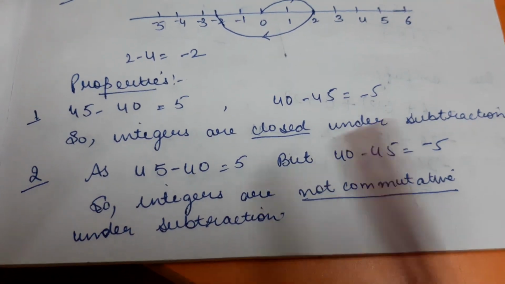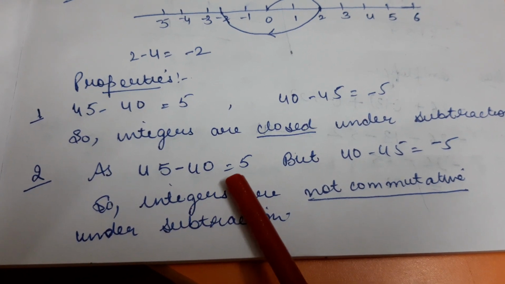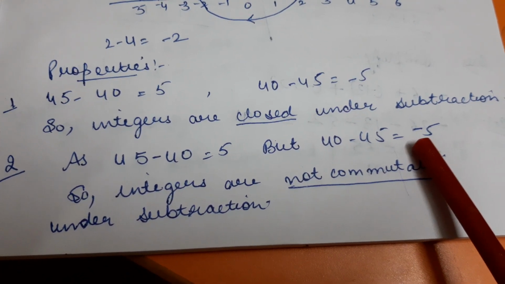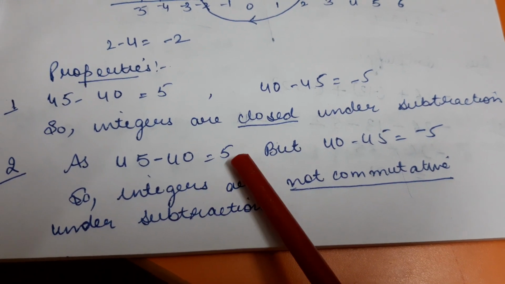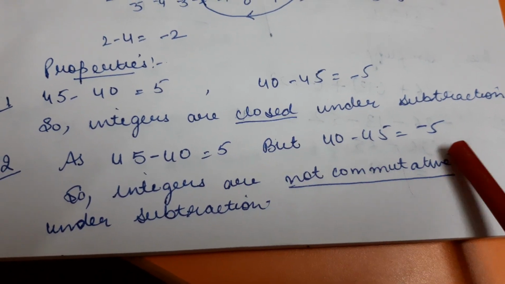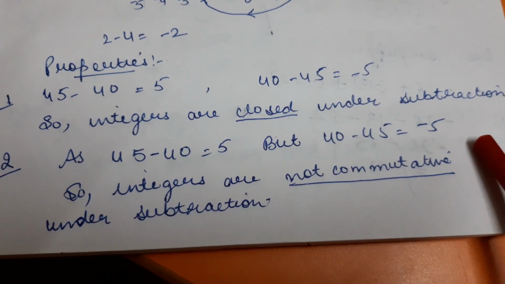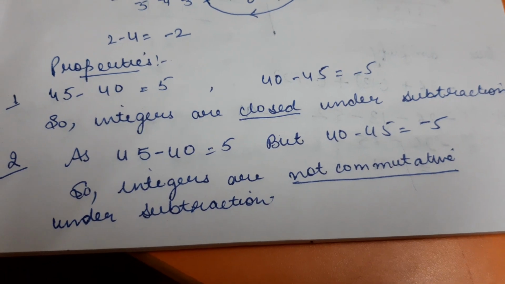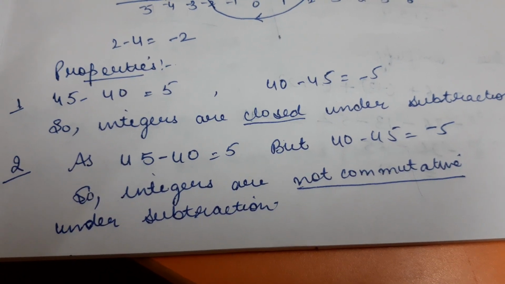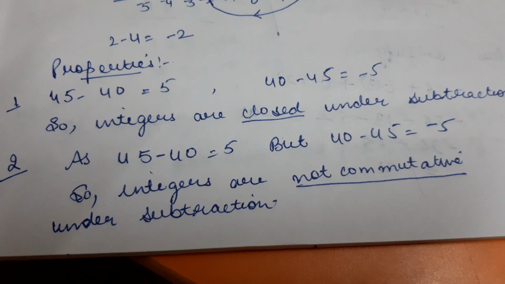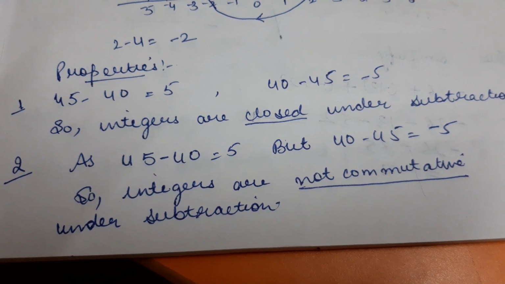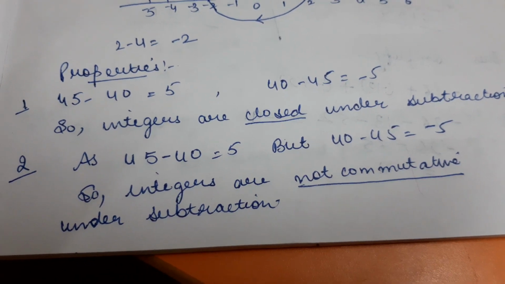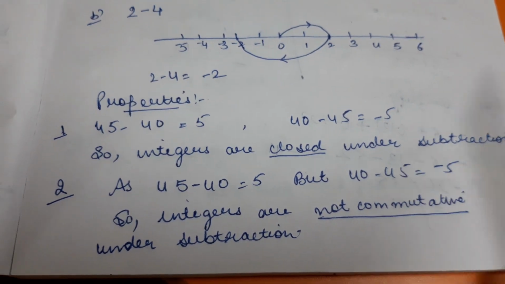Next is, as we know, 45 minus 40 is 5. But 40 minus 45 is minus 5. So what I will say? I have not got the same answer. I got the different answer. One is 5 and other is minus 5. So integers are not commutative under subtraction. Commutative means when we interchange the order, the answer doesn't change, then that is commutative. But here on changing the order, I got different answer. So integers are not commutative under subtraction.